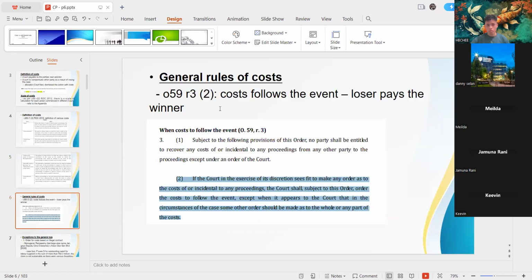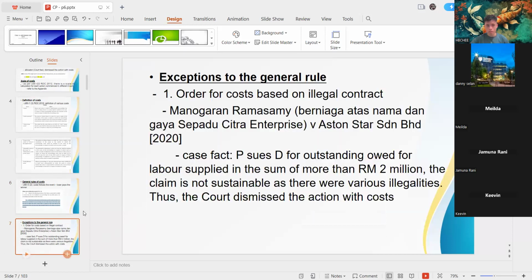So we come to the general rules of cost. Under Order 59 Rule 3 Sub 2, the cost follows the event, which means, as I said earlier, the loser pays the winner. This is also provided, and I've already highlighted it, but there is an exception.